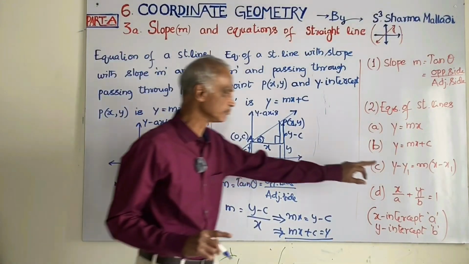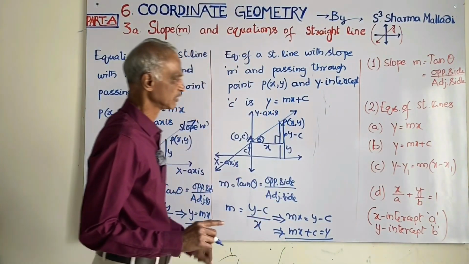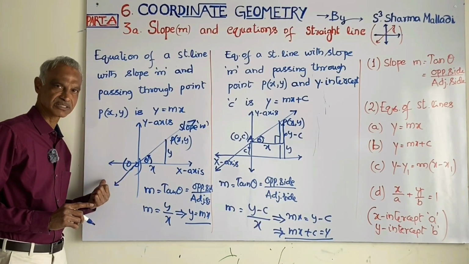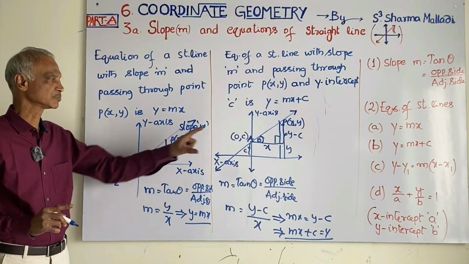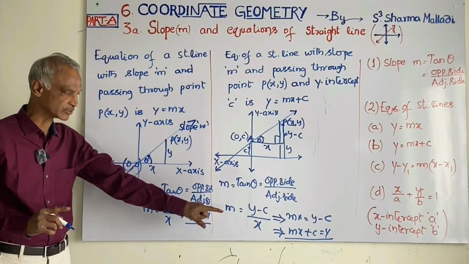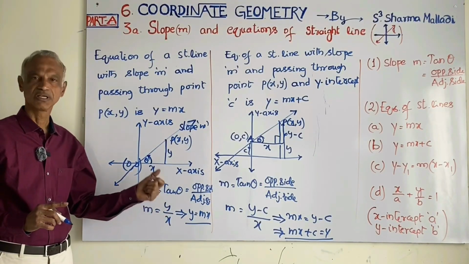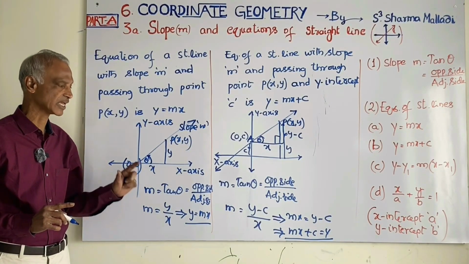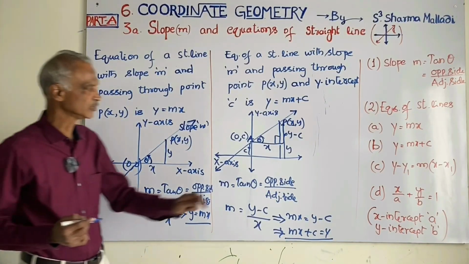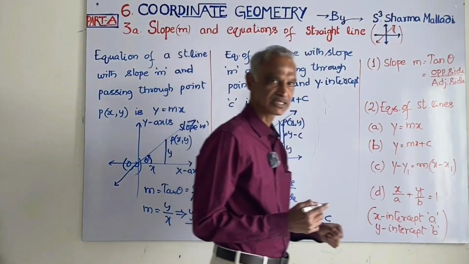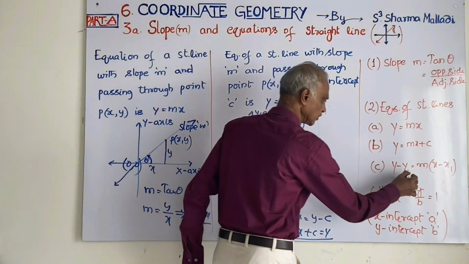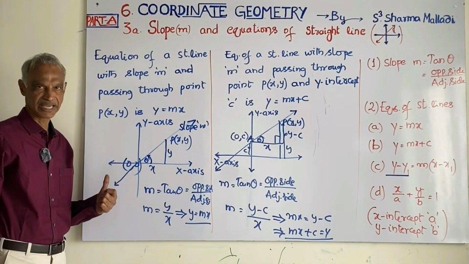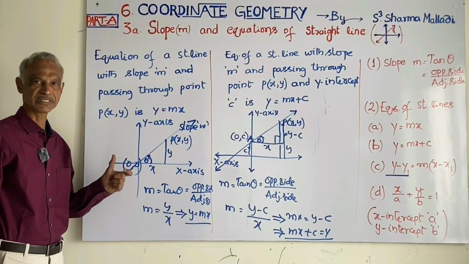Now, next y minus y1 is equal to m into x minus x1. Only you have two forms of line, that is passing through origin, y is equal to mx, and which is not passing through origin, which is passing through y-intercept, that is y is equal to mx plus c. They are in the form of y is equal to mx and y is equal to mx plus c with two variables, x and y. Next, we will go to y minus y1 is equal to m into x minus x1. This is nothing but y is equal to mx. Like that, you will have only two forms of lines, that is y is equal to mx and y is equal to mx plus c.